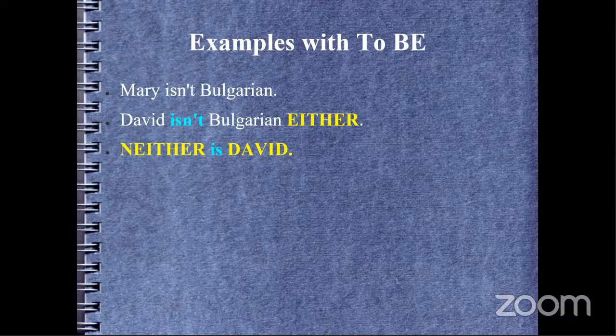Agreement in negative. Take a look. In the first example, we have the verb to be in negative. Isn't. Mary isn't Bulgarian. David isn't Bulgarian either. All right, so neither Mary nor David are from Bulgaria, are not Bulgarian. So we can say Mary isn't Bulgarian, neither is David. You see?